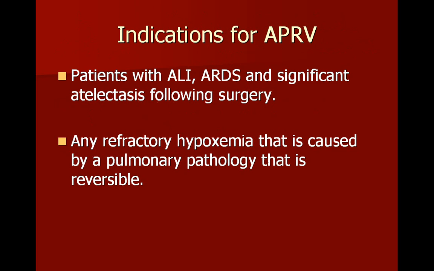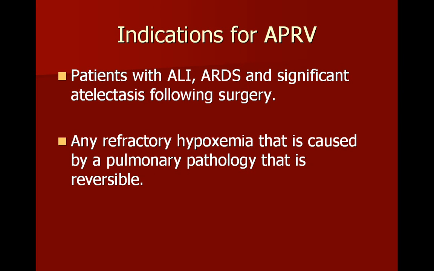So who do we use it for? Anyone who has acute lung injury, ARDS, or lots of atelectasis, which in a way is kind of what the definition of ARDS is. I should disclose that I did work for Puritan Bennett for 6 years, so I did a lot of training on this at that point in time. But I used to say anyone who has refractory hypoxemia that's caused by a pulmonary pathology, and that's reversible. And that's the important part: reversible.